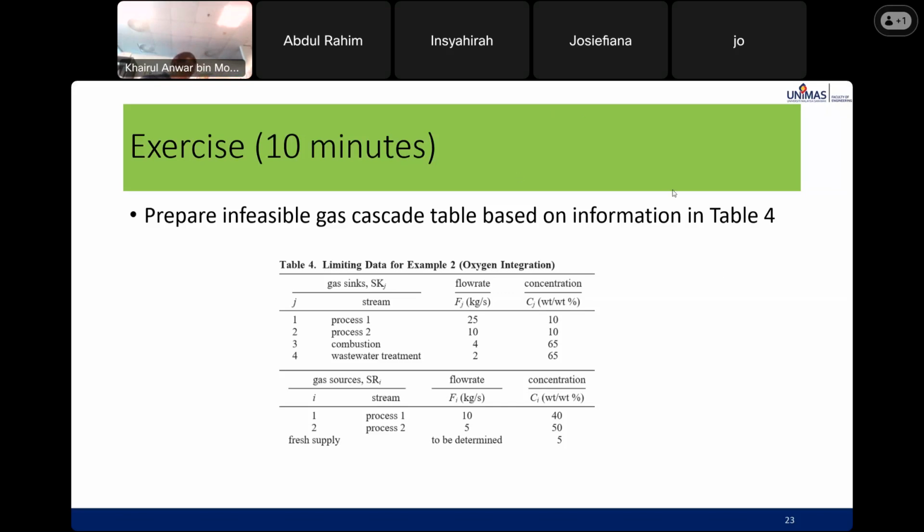So, okay, we continue. Fully you try it. Normally it takes about 15 minutes like that to prepare the table. Once you're familiar with it, I think 10 minutes is enough. Okay.